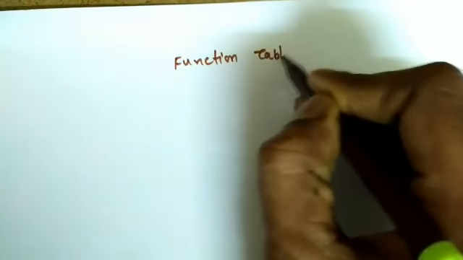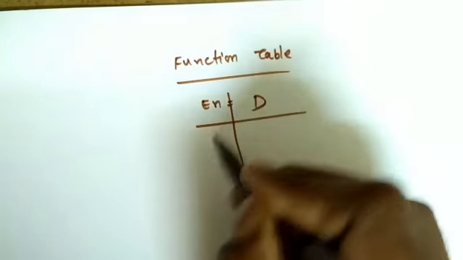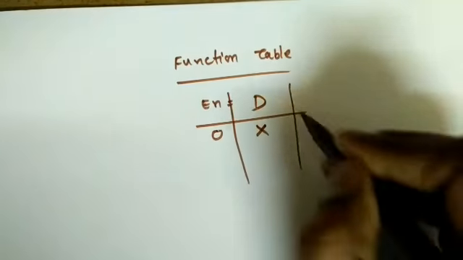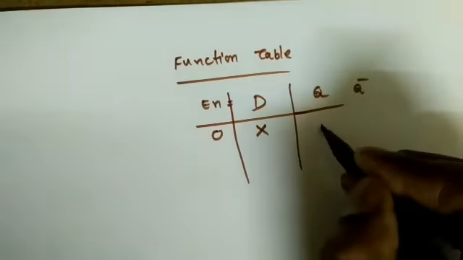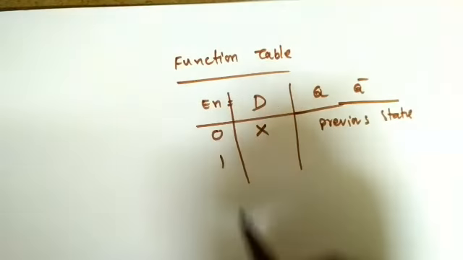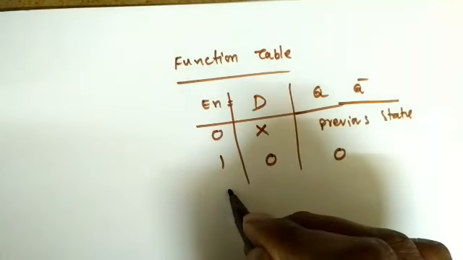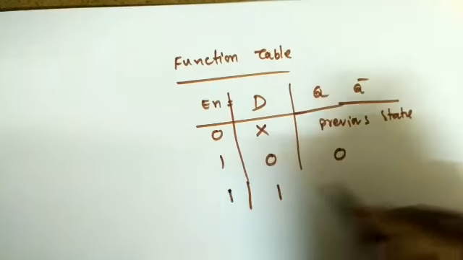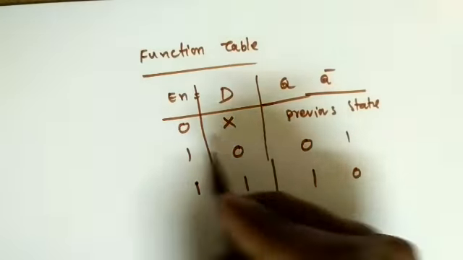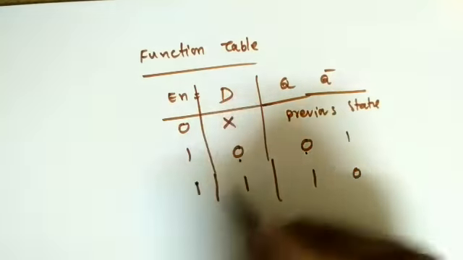Function table. The enable pin is E, and the input is D. When enable is equal to 0, whatever the D input, it does not change the output. So it will be in the previous state only. The next state will be the previous state. When enable is equal to 1, when we give D equal to 0, I will get 0. When enable is 1 and D is equal to 1, I will get 1 only. Q bar means opposite anyway. So this is 1, this is 0. When D is 0, output is also 0. When D is equal to 1, output is also 1, when enable pin is equal to 1.